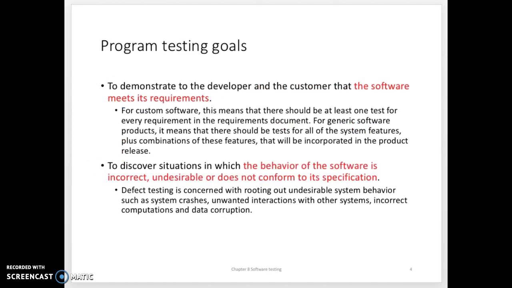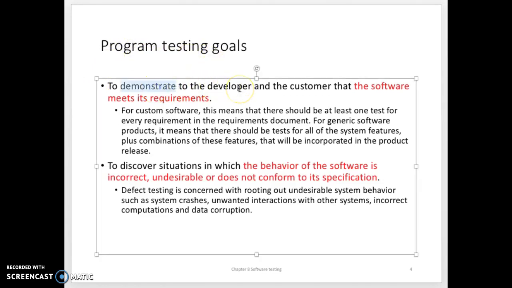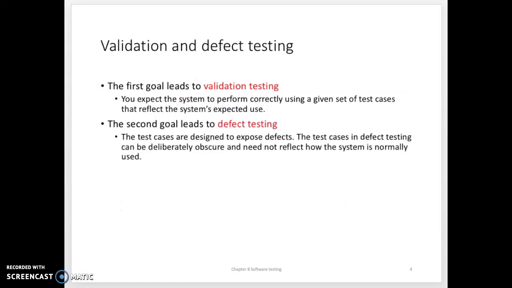So we have two goals when we do testing: to demonstrate to the developer and customers that the software meets the requirements, and to assure that the behavior of the software is correct. Actually, we could say to discover whether it is incorrect or undesirable or does not conform to the specification provided by the customers. So we always have two goals in our tests.